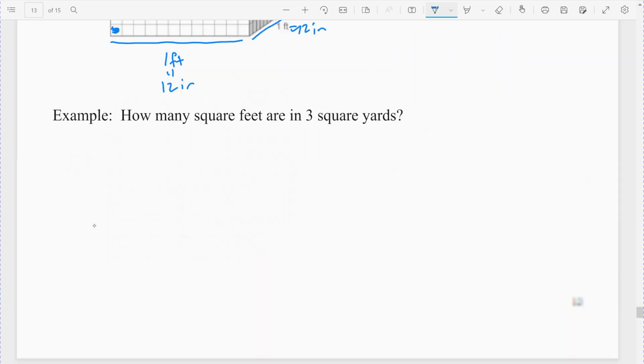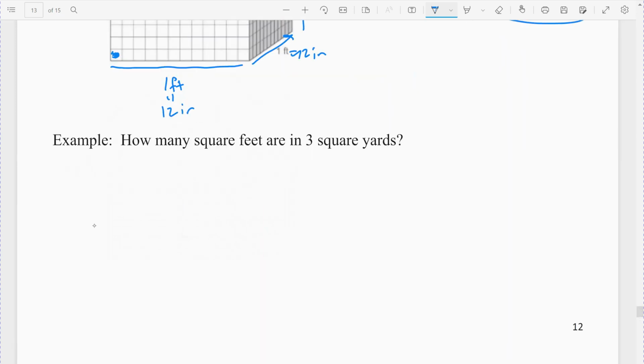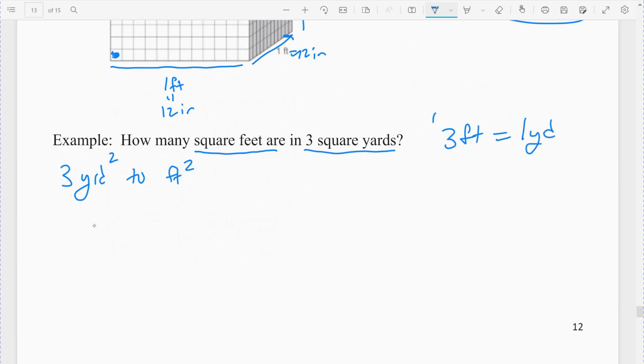All right, so let's do a conversion. I'm going to do 2 conversions. There's only 1 listed here, but I'm actually going to do 2. So I'm going to convert square feet. How many square feet are there in square yards? So I want to convert 3 yards squared to square feet, to feet squared. I know there are 3 feet per 1 yard, and you can look that up in the table.